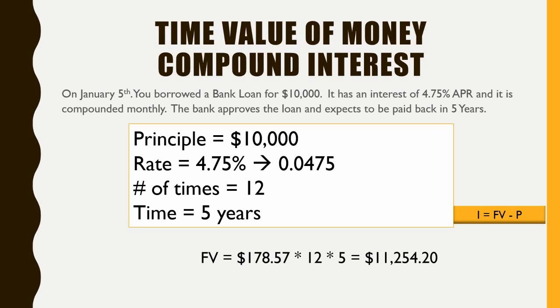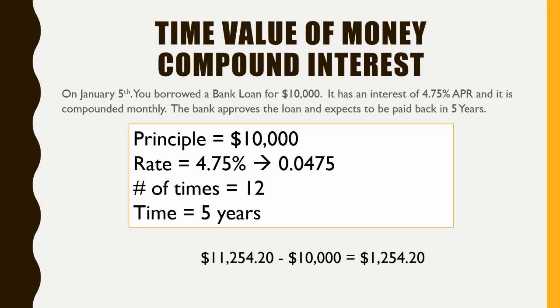So by the end of the 5 years, I'm already racked up at $11,254.20. And of course, how do I figure out the amount of interest I'm going to be paying? I'm going to pay $1,254.20 on a $10,000 loan. So think about it. That right there is almost an extra $1,500 I have to pay on top of borrowing this $10,000 loan.